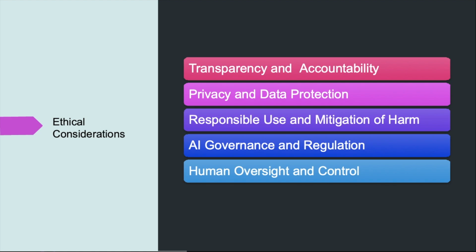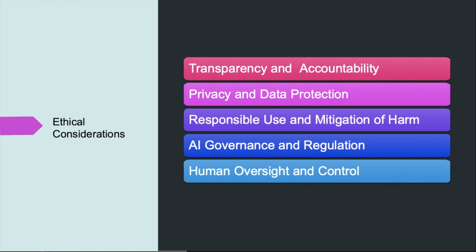Next, we have AI governance and regulations. Developing regulatory approaches, frameworks, and governance structures to oversee the ethical deployment of generative AI systems. This includes establishing standards for data privacy, transparency, and accountability.